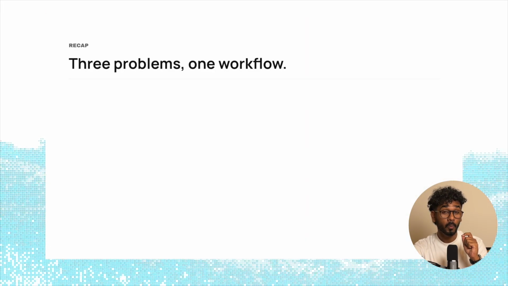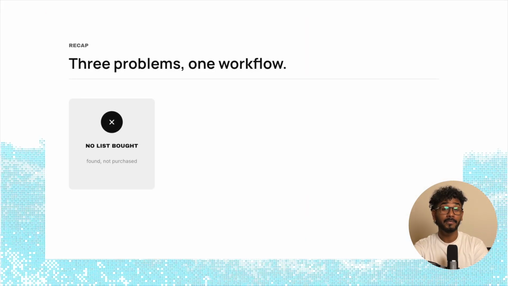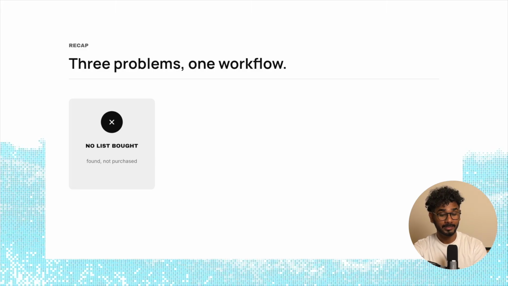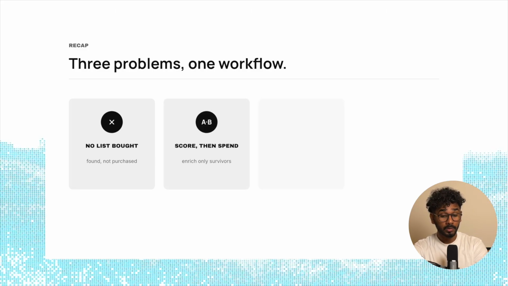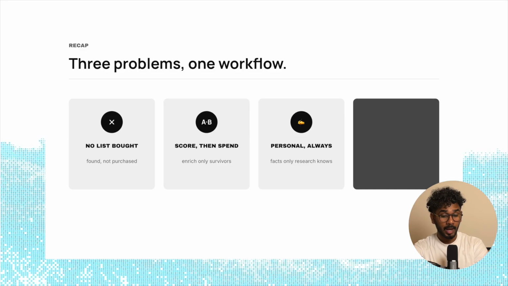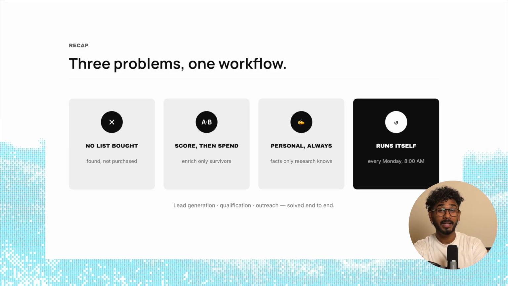Before I end the video, let me sum up what happened. 50 leads were found without buying a list. They were scored, and personalized outreach was written and sent for them. And the whole thing runs itself every Monday. So that's Runable solving all three problems for a marketing agency: lead generation, qualification, and outreach.